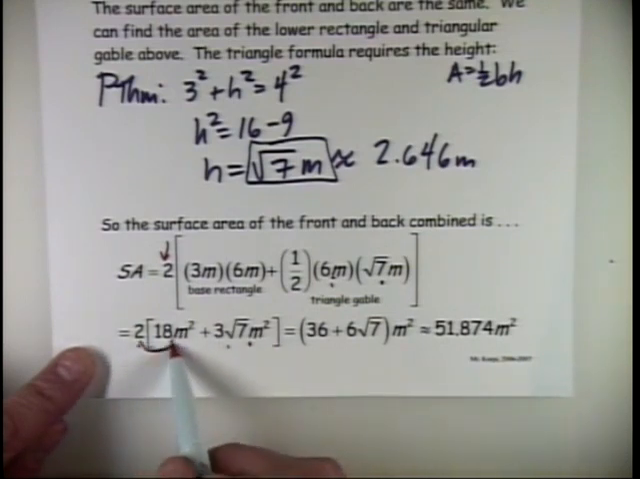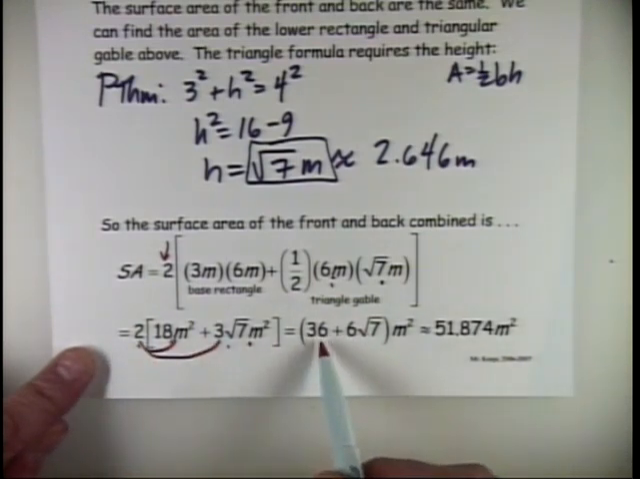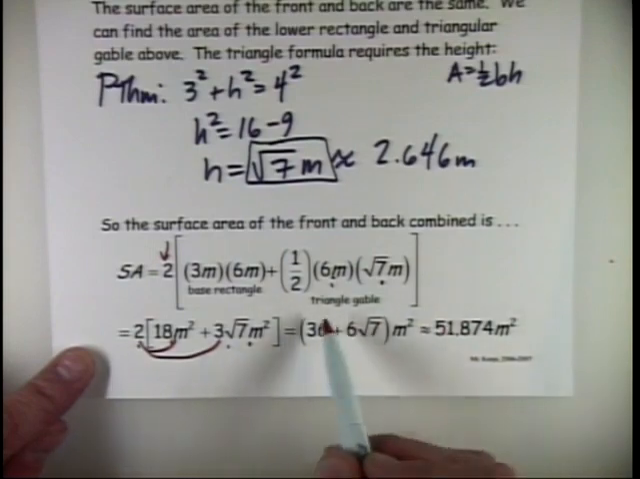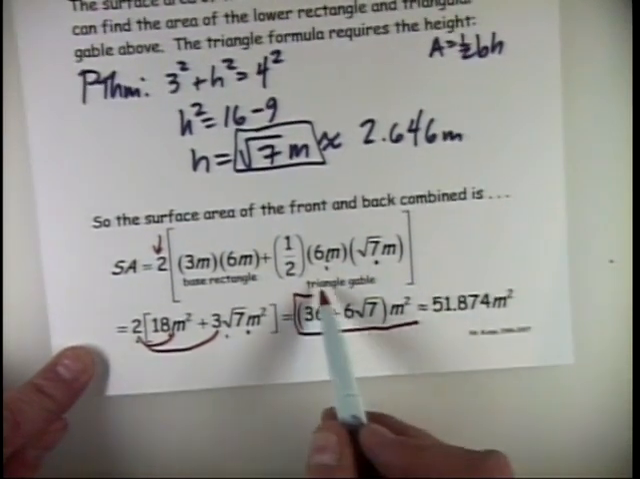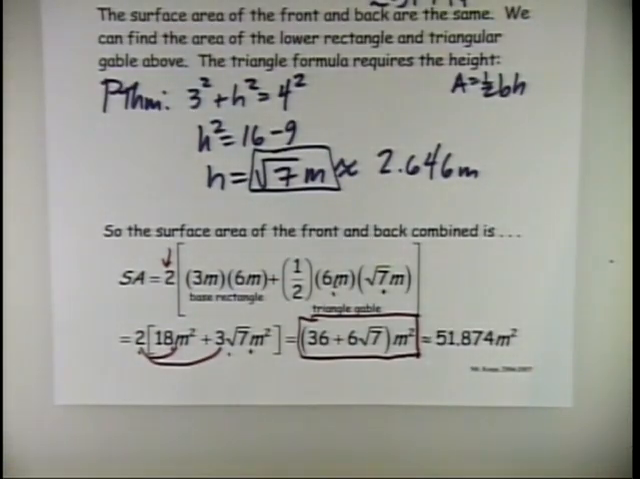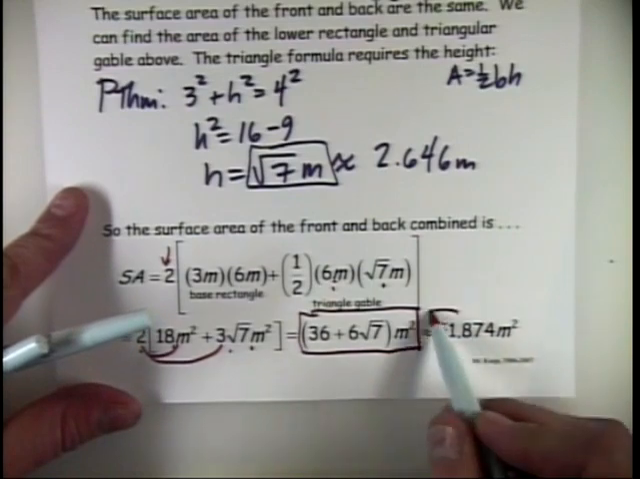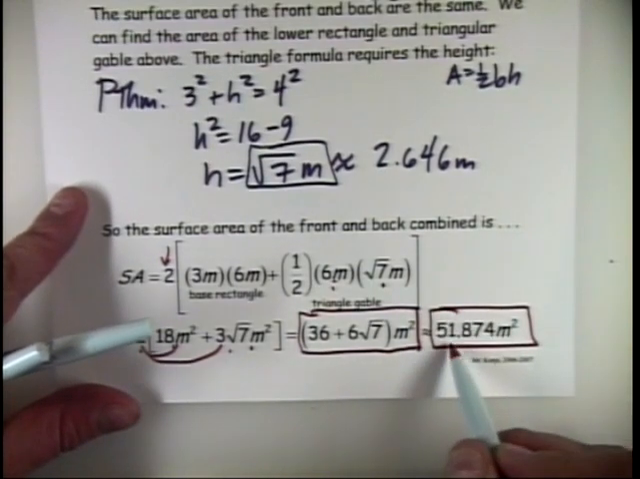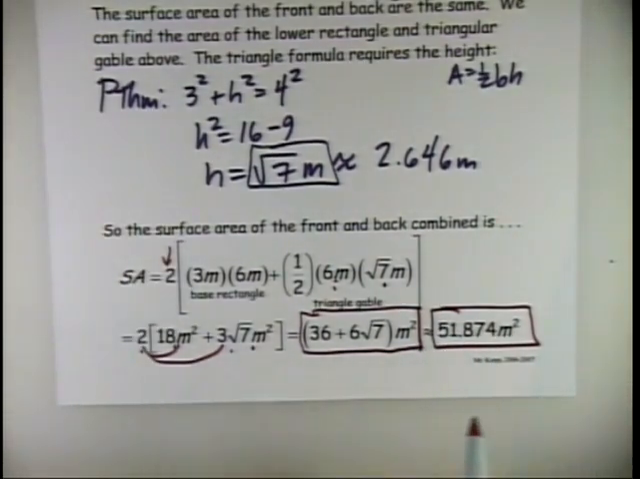So now what I'll do is I will distribute the 2 all the way through, and I get 36 plus 6 square root of 7. Now, this is the exact answer. It has no rounding error, but it's kind of hard to get a feel for exactly what that is. So if we round to 3 decimals, I get about 51.874 square meters.